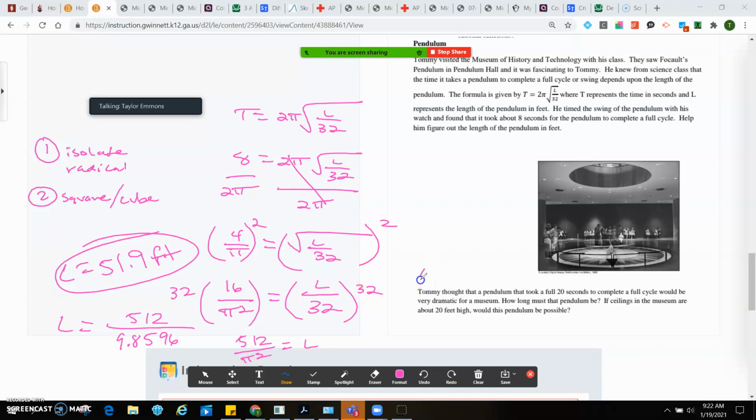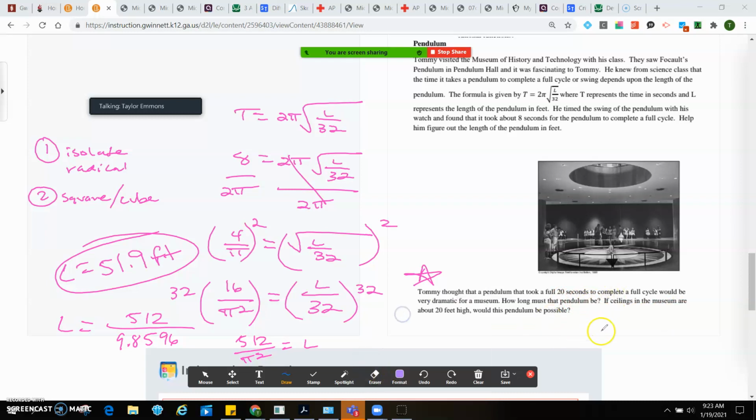Now, Tommy thought that a pendulum that took 20 seconds to complete a full cycle would be very dramatic for a museum. How long must that pendulum be if the ceilings in the museum are about 20 feet high? Would this pendulum be possible? Okay, so if L actually was 20, how long would it take? I'm sorry. Yeah, so if you had a height of 20 feet, how long would that take?